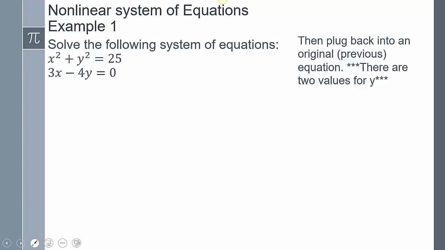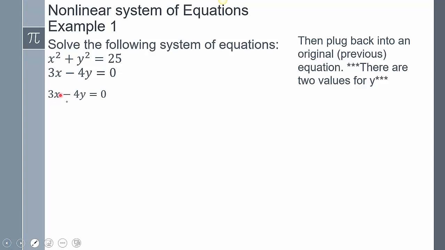Our first example, we have x squared plus y squared equals 25, and then 3x minus 4y equals 0. If they're both like x squareds and y squareds, we could use the elimination method. But because these are not considered like the same term, we're not going to be able to use elimination. We're going to want to use substitution.